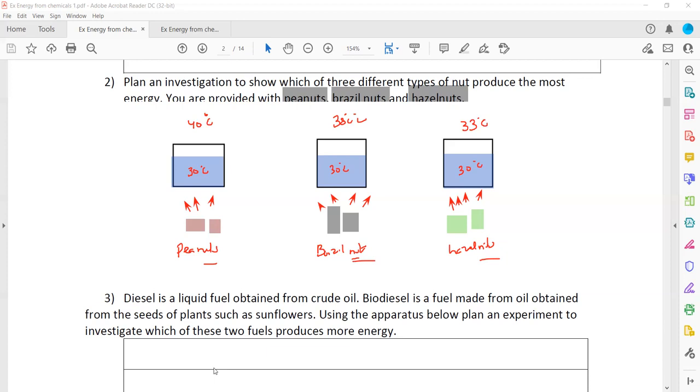In this case, peanuts produce the most energy because the water temperature rises to a greater level as compared to Brazil or hazelnut. But again, in the exam, you don't have to mention which nut produces more, you just have to plan the investigation, how you can do this experiment. Is the experimental setup clear? Then I will write the answer for this because it is important you understand the experimental setup.